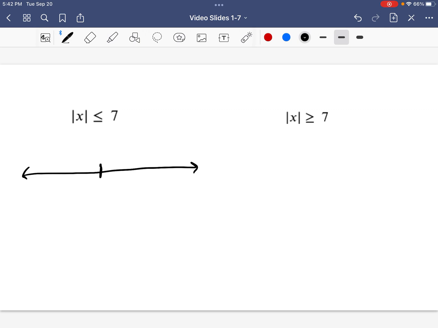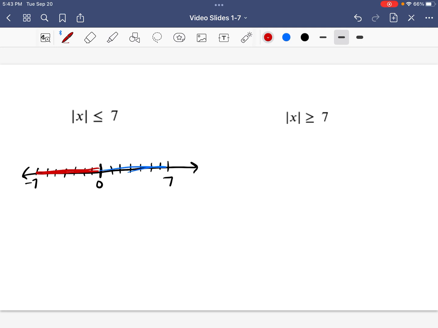We know absolute value means our distance from 0 to a number. So if we know that the absolute value of some number is 7, well, there are two possible answers, right? The numbers that could satisfy that situation are 7, or -7. Both of those numbers are 7 away from 0.